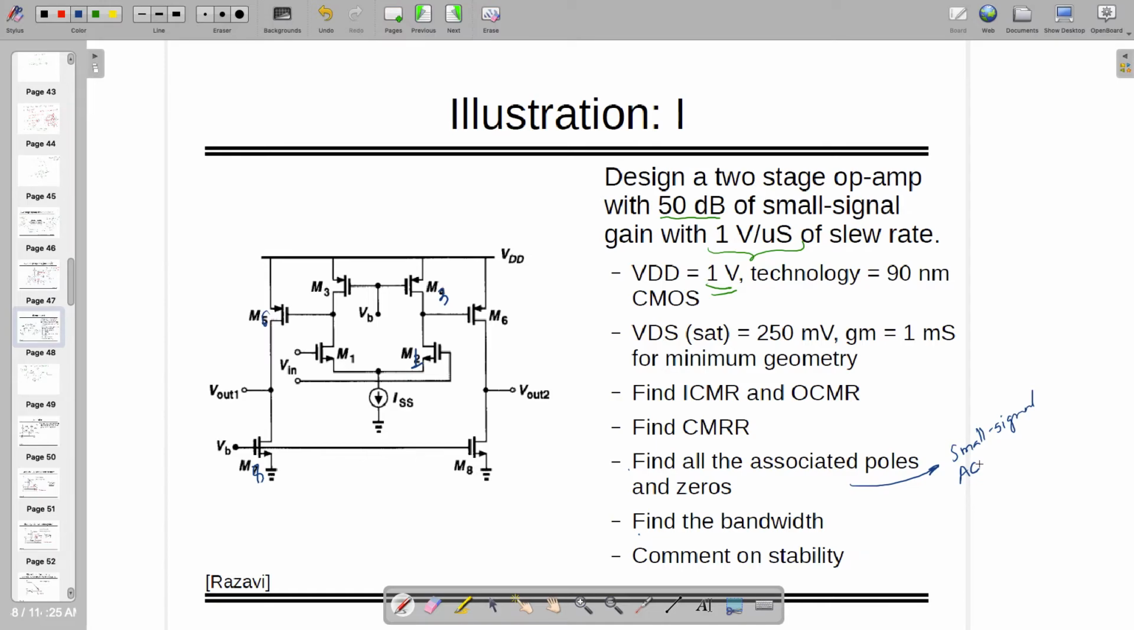So how many poles are you seeing? Whenever it's a small signal AC, you can use the half circuit by keeping this one as ground. So one of the parts you can remove. I remove this one. I'm giving V in here. So it becomes a circuit like this one.